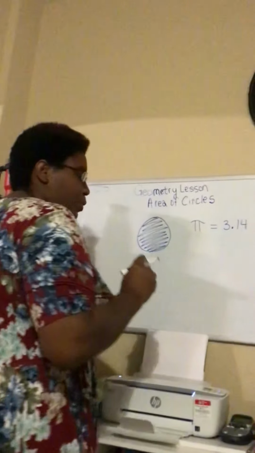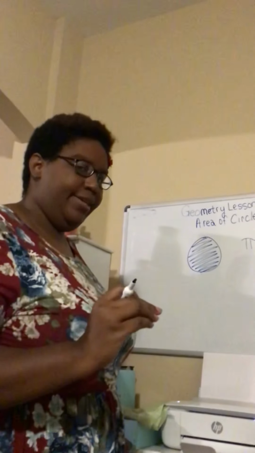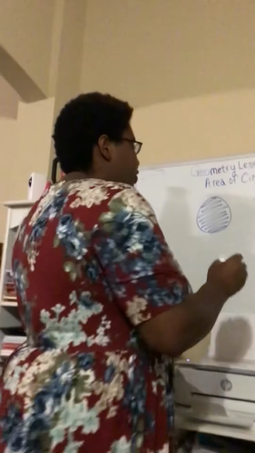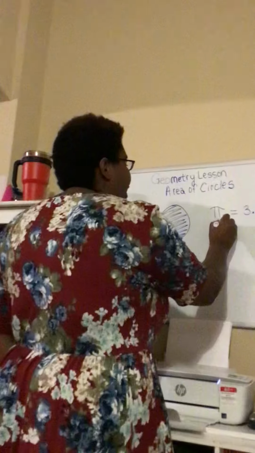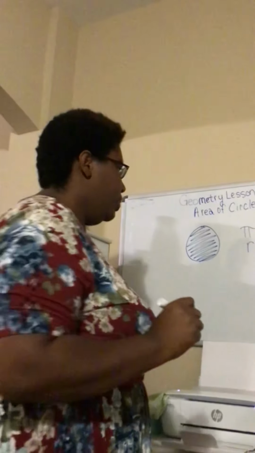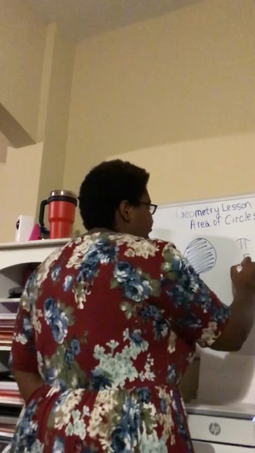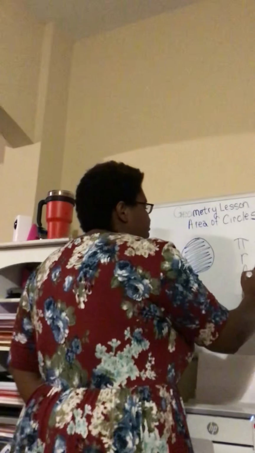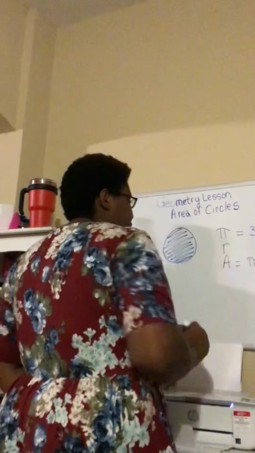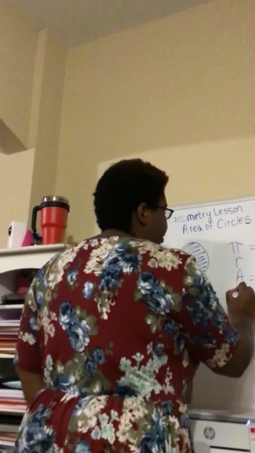The other value that we always need for area is the radius. We do not use diameter in area. So we always use the radius to figure out the area of a circle. This is the formula that we have to memorize to find the area of a circle. The area of a circle is pi times r squared.